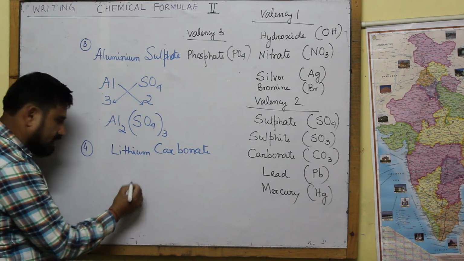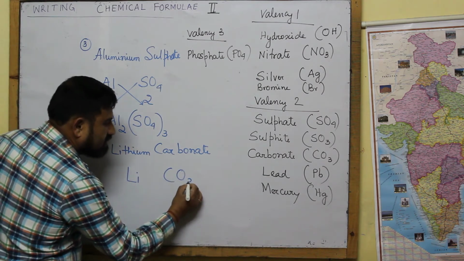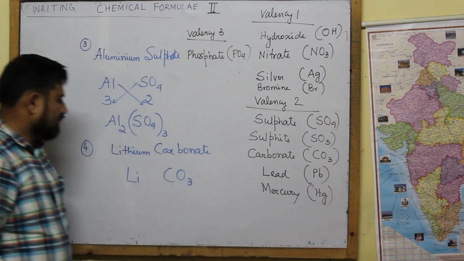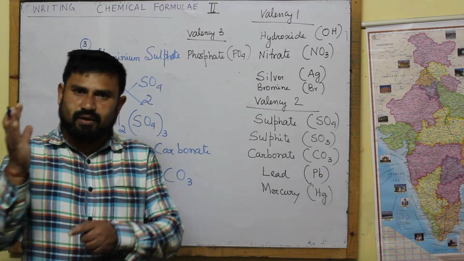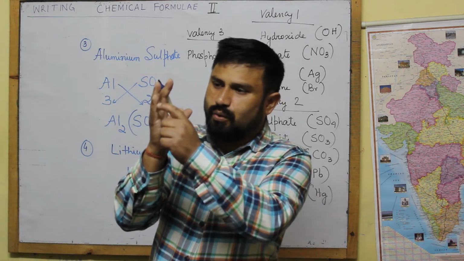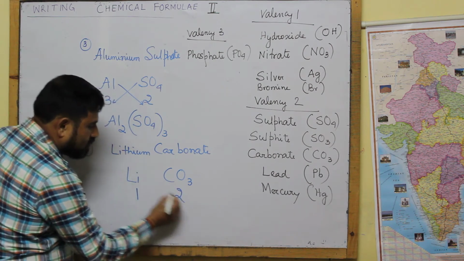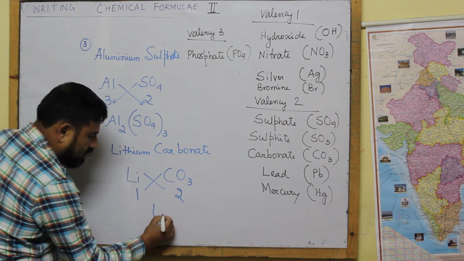We know the symbol of lithium. Lithium is Li. Carbonate is CO3. You can check. So lithium, what is the symbol of lithium? Hydrogen, helium, lithium. 1, 0, 1. So lithium's valency is 1. Carbonate is 2. So interchange the formula. What should we get?